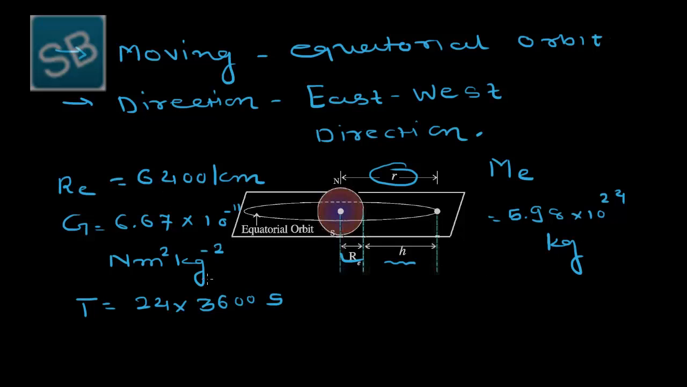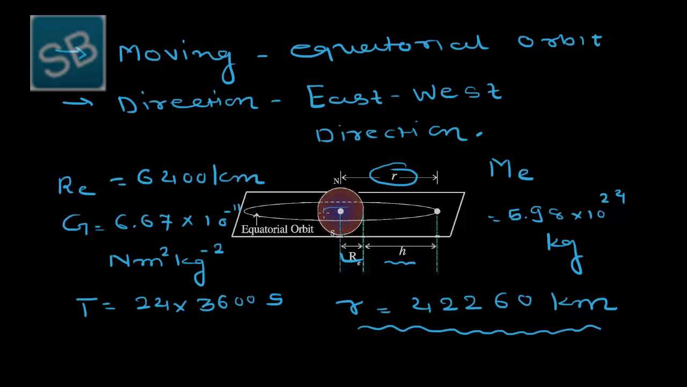Now, by putting all these values in the equation of time period T and making the subject r, we will get 42,260 kilometers. So at this much distance from the center of Earth, the satellite is moving in the equatorial orbit, which is actually having the shape of an ellipse. And here you can see that it is rotating from east to west.